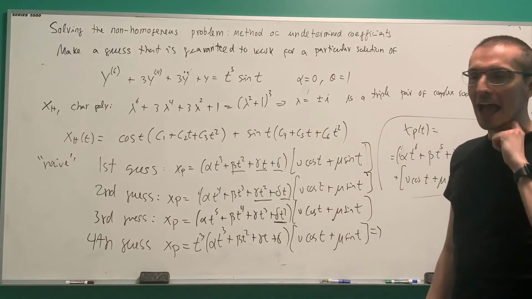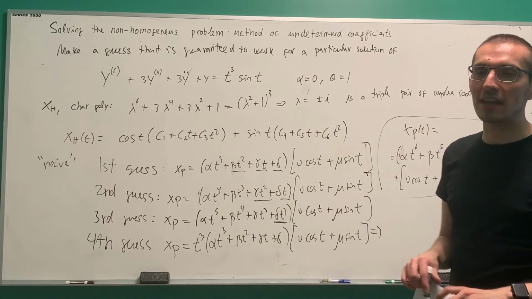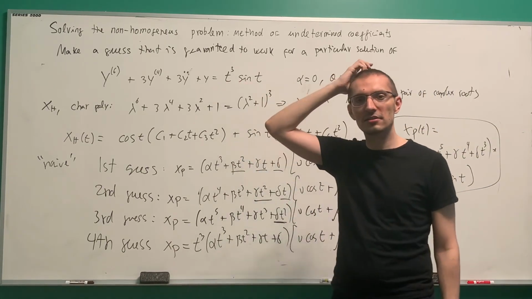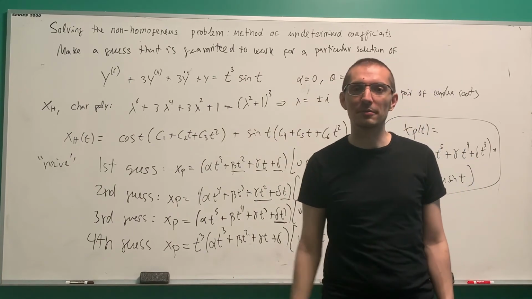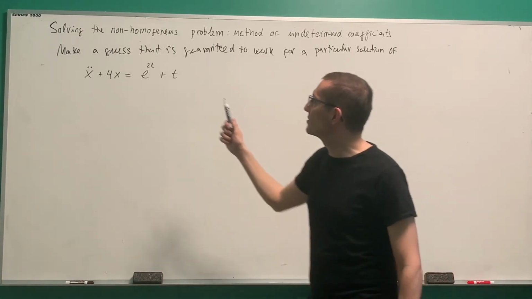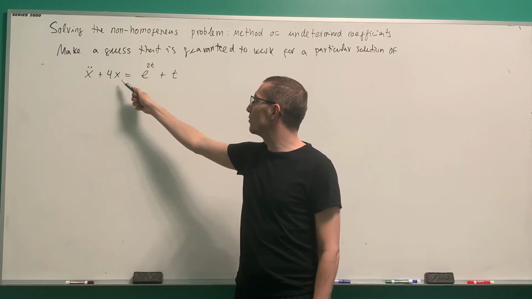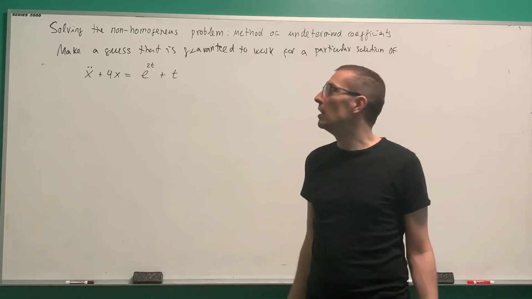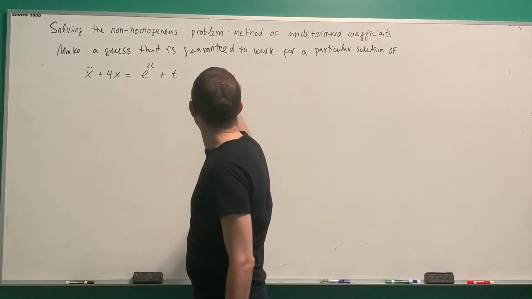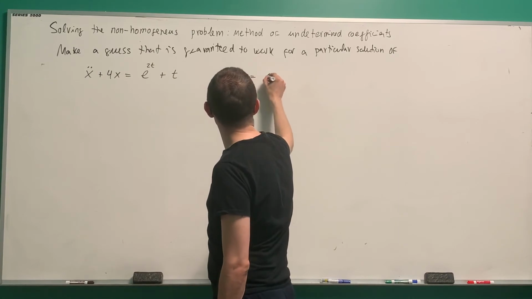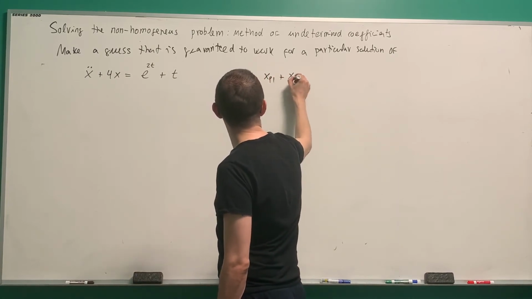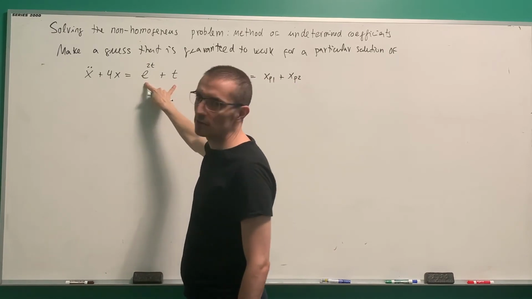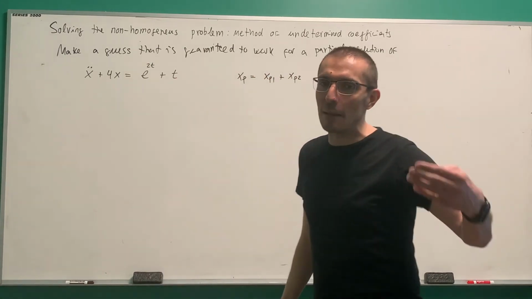Now, there's one more thing to say: what happens in the case that you have, instead of a product of functions, a sum of functions. That's really easy. Let's do one example. What happens when we have something like x double dot plus 4x equals e to the 2t plus t? It's a sum of two functions, not a product. So the particular solution that we're going to find is the sum of particular solution 1 plus particular solution 2, corresponding to two separated problems, one with each term. Could you make a guess that it's the sum of the guesses?